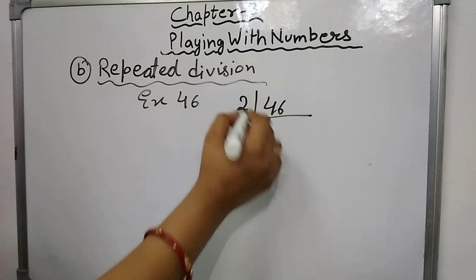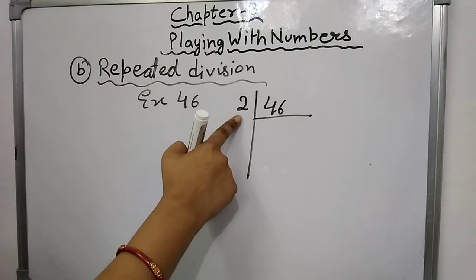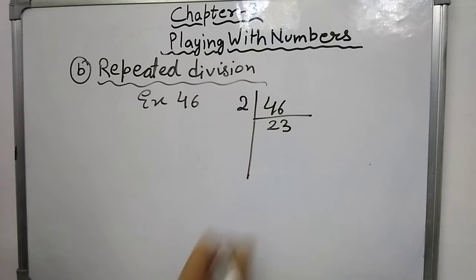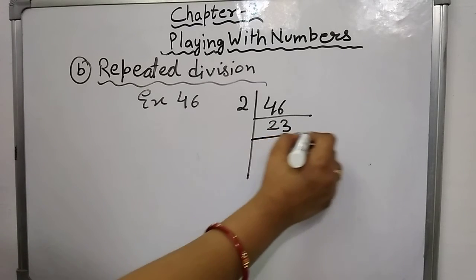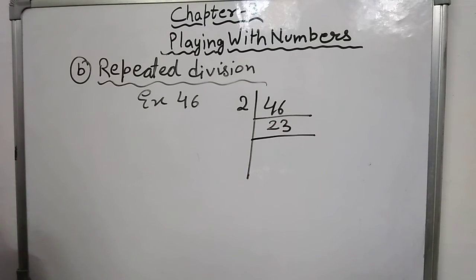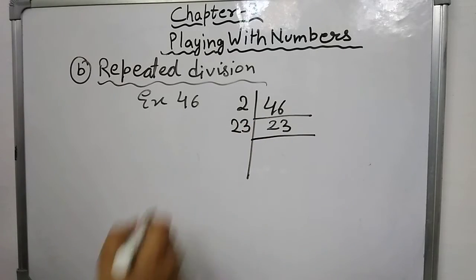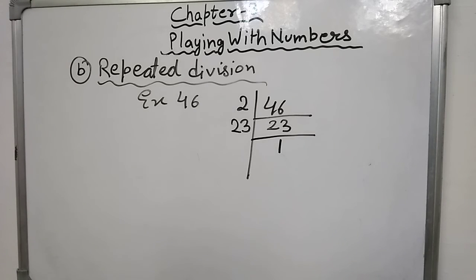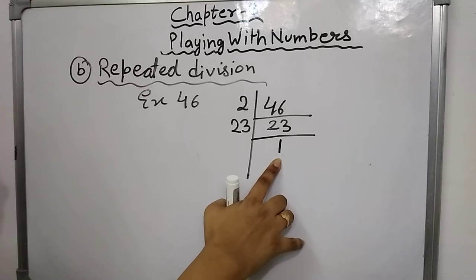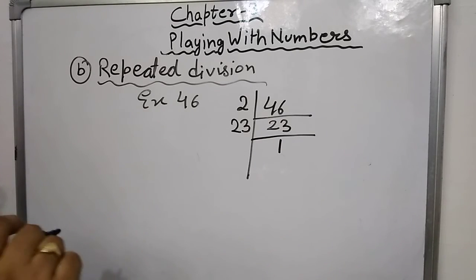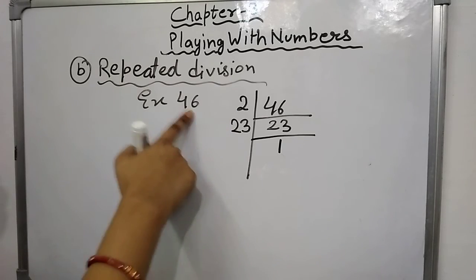So 46 is divisible by 2. On dividing, we get a quotient of 23. Now this 23 is a prime number and it is not divisible by any other number. It is divisible by itself only. So we will write 23 here and 1 as the quotient. Now once we get a quotient of 1, we will stop our division here. We will not go further.